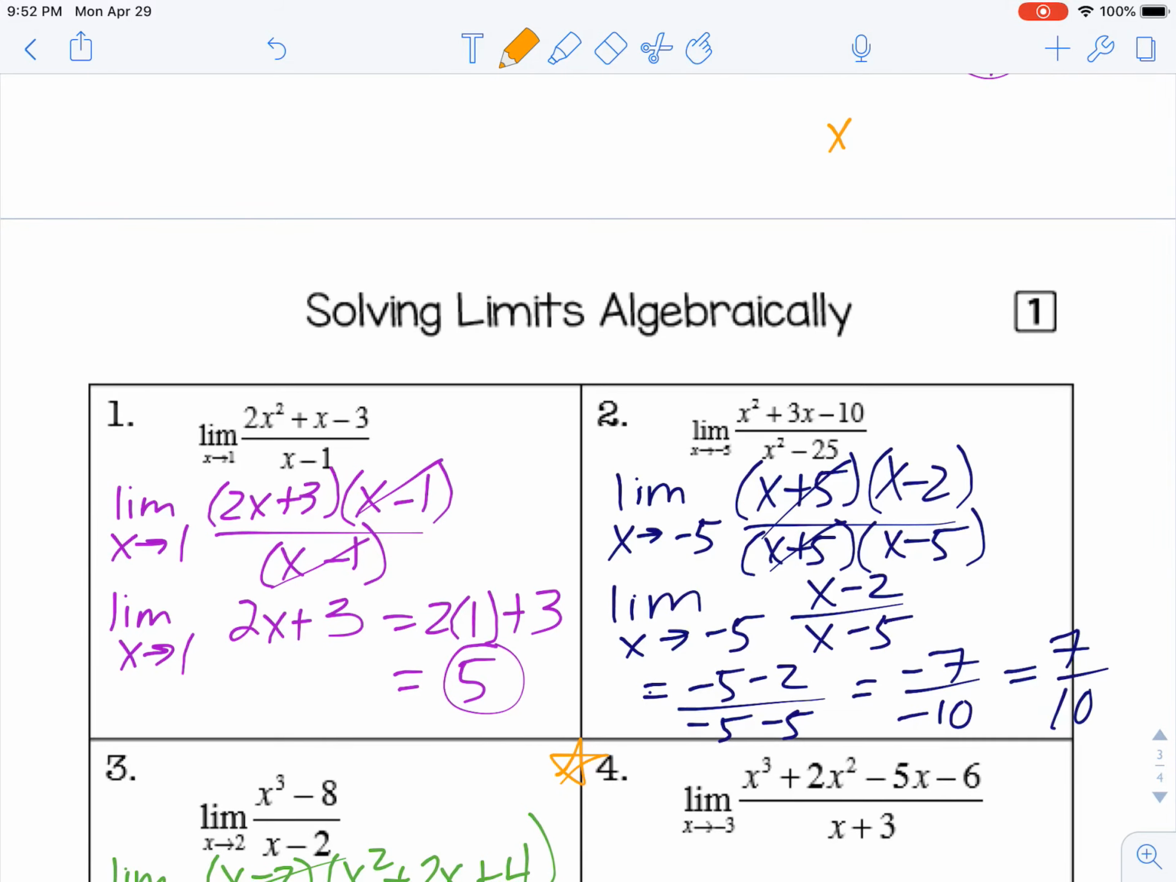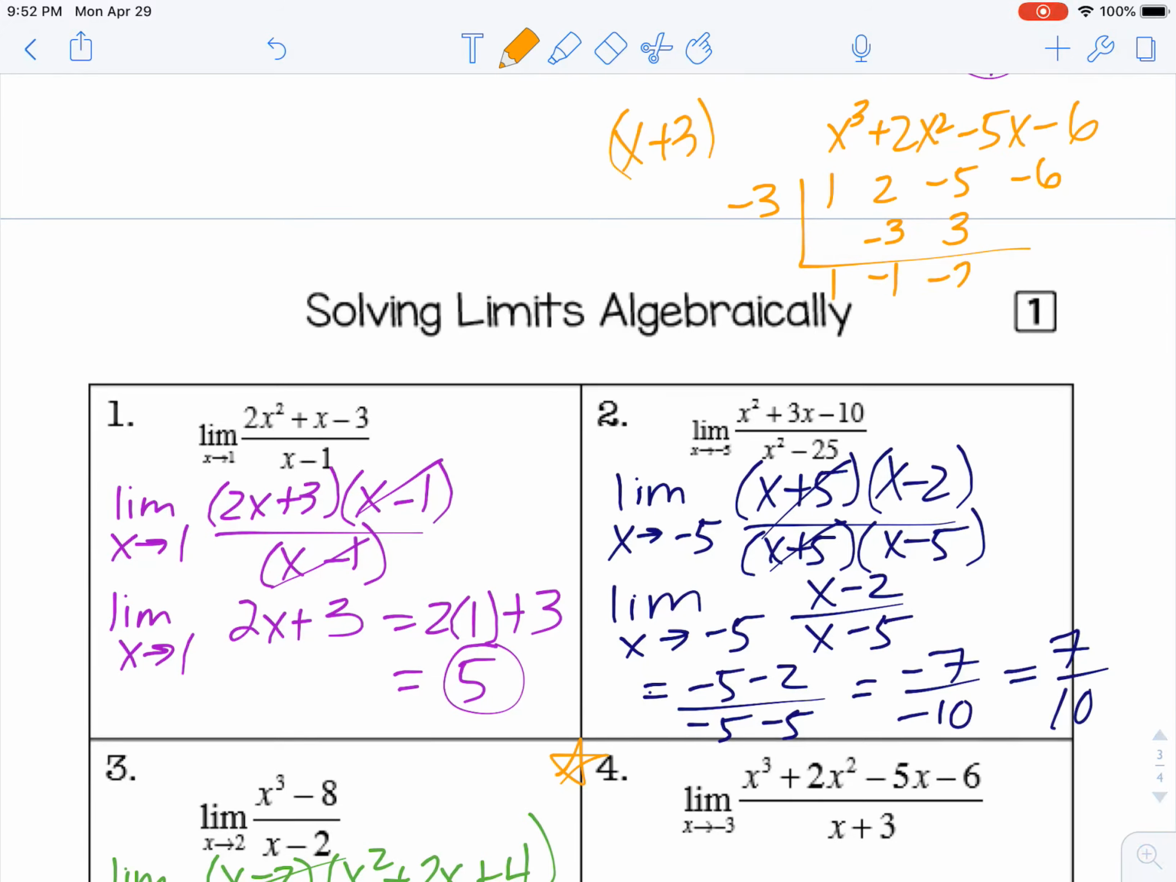Okay, so the top was x cubed plus 2x squared minus 5x minus 6. The bottom was x plus 3. So if x plus 3 was a factor, then negative 3 would be a solution. I'm going to factor this using synthetic division. You can use long division too if you'd like. Negative 3, negative 1, 3, negative 2, 6. Okay, great. That went in evenly.